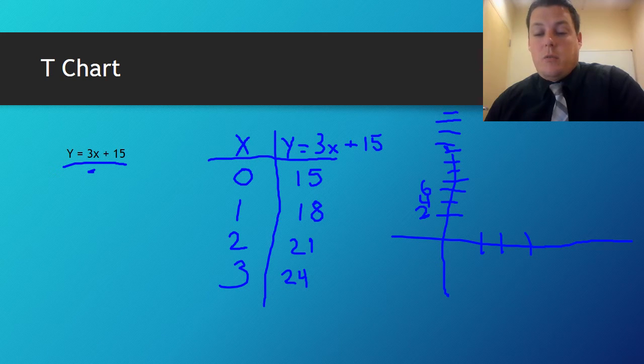The next one is going to be at 1 and 18, which is going to be here. Next one's going to be at 2 and 21, which is going to be somewhere here. And you'll see if I drew this on graph paper, I would have a straight line like this. So that's how we can graph lines or other functions using a t-chart.